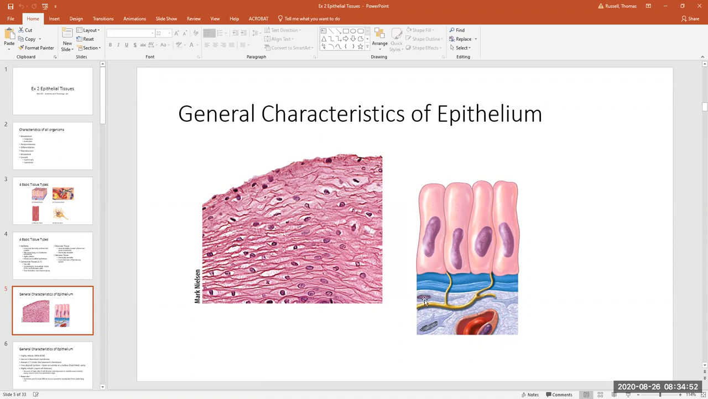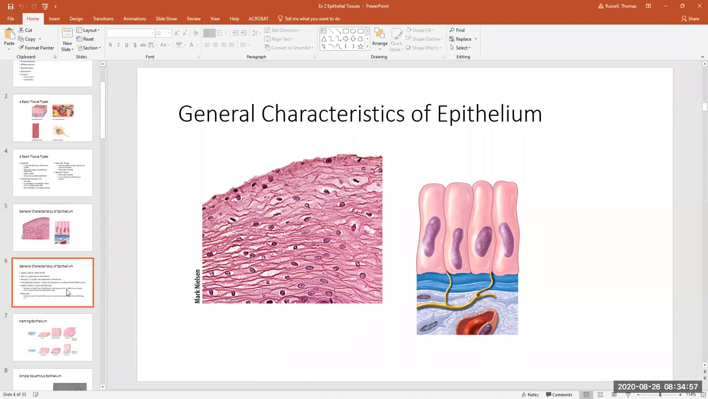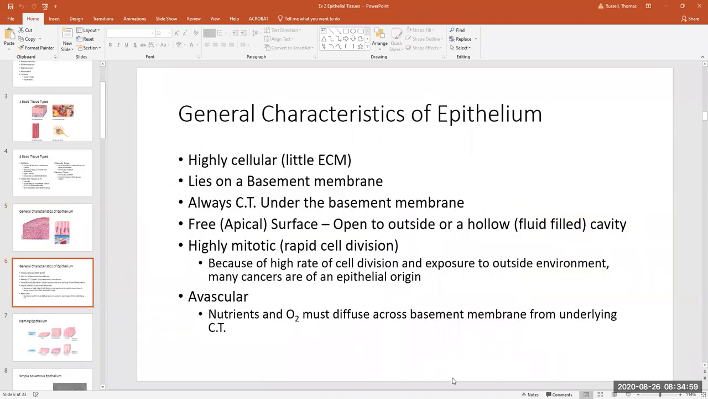All right. So let's go over some of the basic characteristics, and I might pull that picture back up to show you why some of these characteristics are there. So first of all, epithelia are highly cellular, packed with cells, a whole bunch of cells stuck together. So there's very little ECM. All epithelial tissues lie on a basement membrane, sit right on top of it. There's connective tissue below the basement membrane.